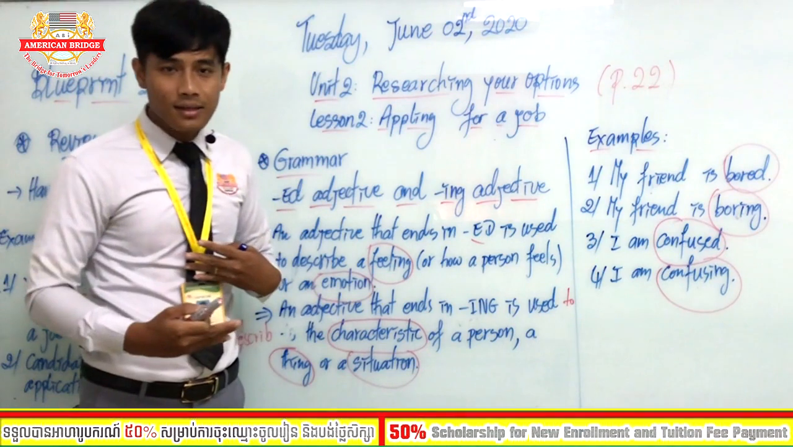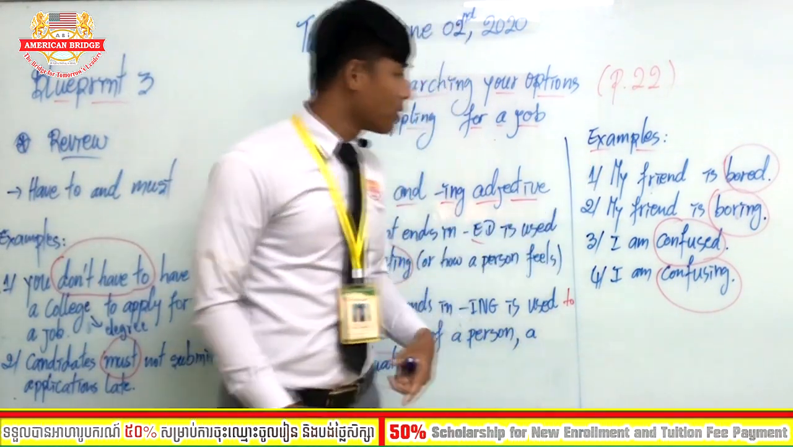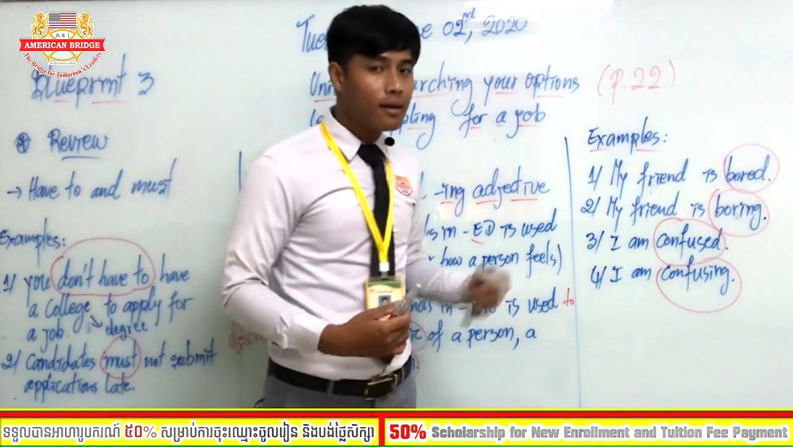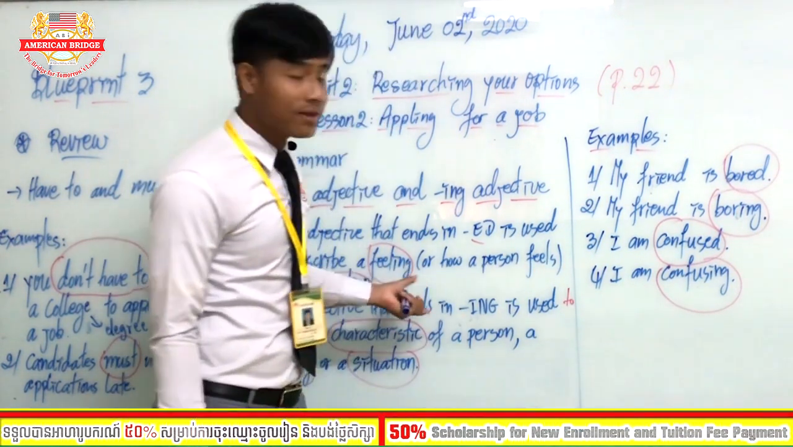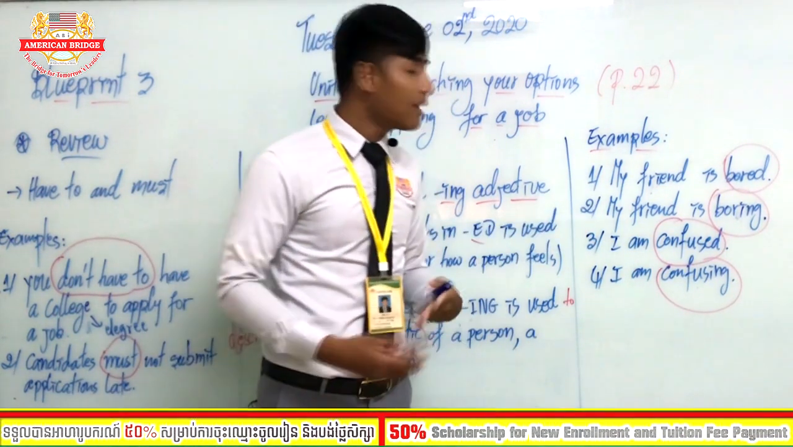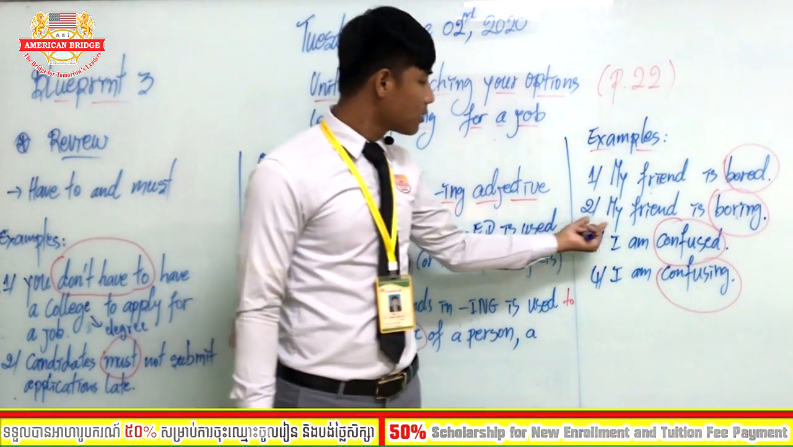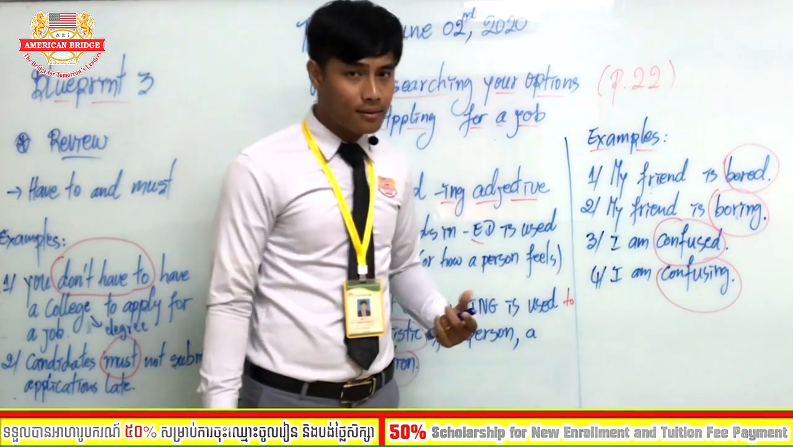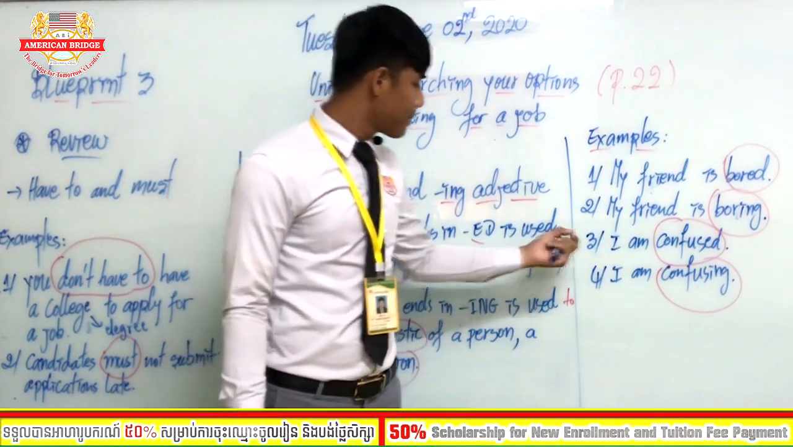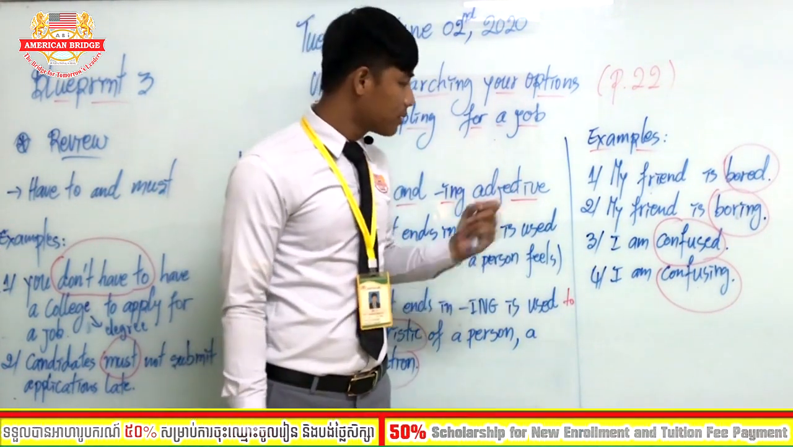You got this? Good. Let me get started with the examples to get clear with the definition. Number one, my friend is bored. Number two, my friend is boring. Number three, I am confused.